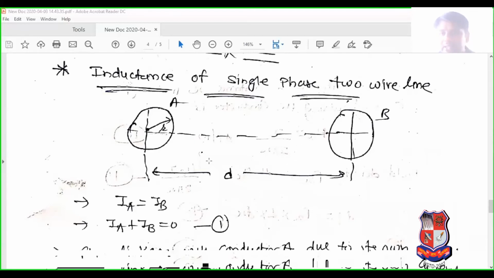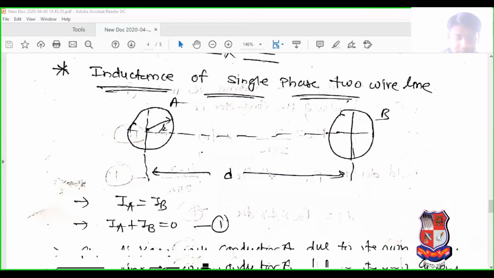So what happens when AC flows? When AC flows through this conductor or such a loop, two conductors, such a loop, a changing magnetic flux is set up, right? And this changing flux links the loop, and hence the loop possesses some inductance property, right?